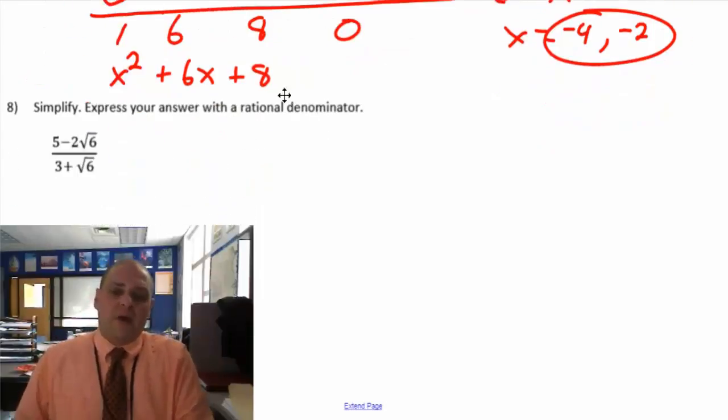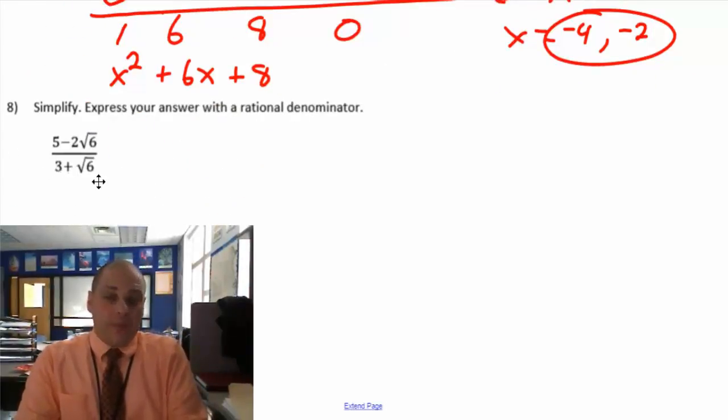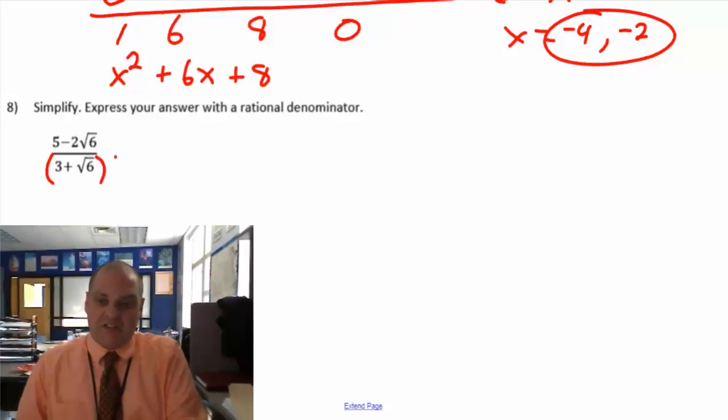Expressed with a rational denominator. Remember, if you have a binomial, you have to multiply by the conjugate. 3 minus radical 6.